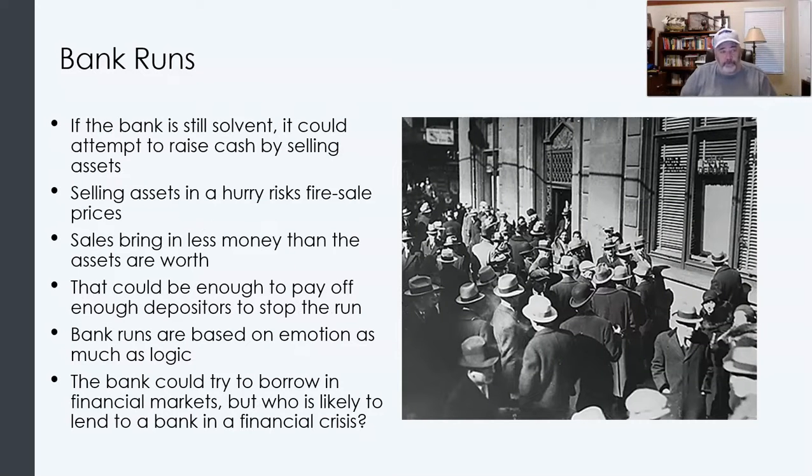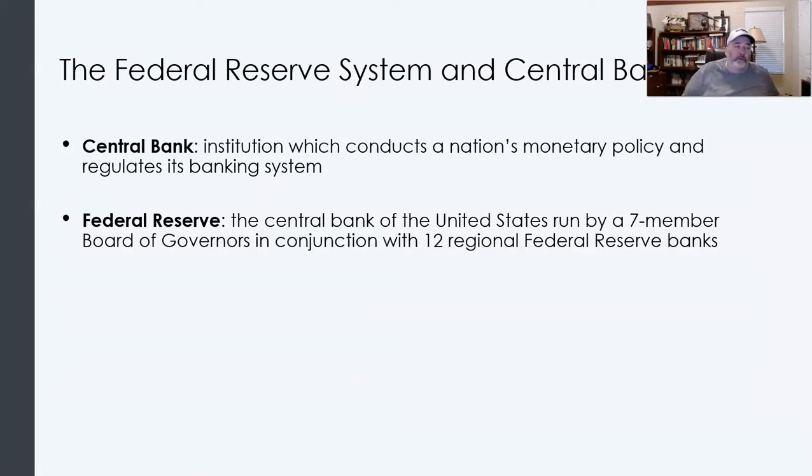Okay? So if your bank is solvent, it could attempt to raise cash by selling assets. Unfortunately, those kinds of fire sales usually result in you not getting the full value of the asset, and they're not going to make enough to cover everybody's deposits. So it may not be enough to pay off those depositors. Bank runs are based on emotion as much as logic. They can try to borrow from other banks that are maybe better off, but when you have widespread bank runs, that becomes an issue for sure. All right.